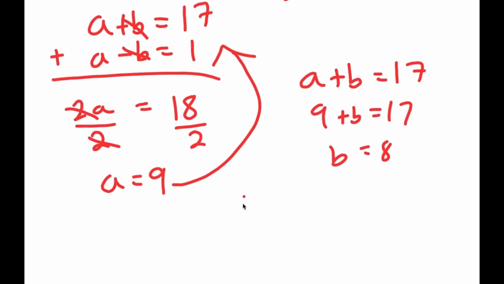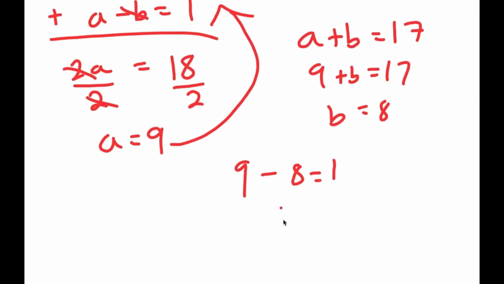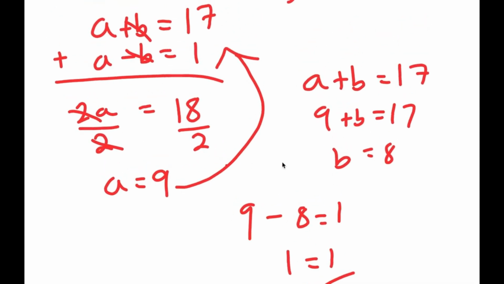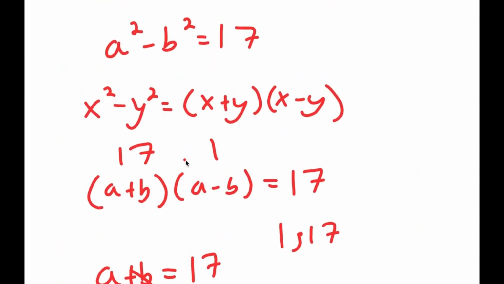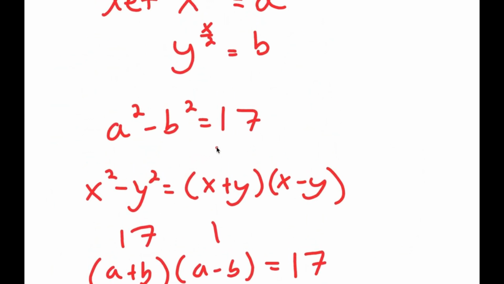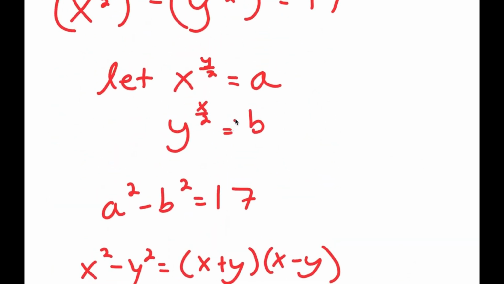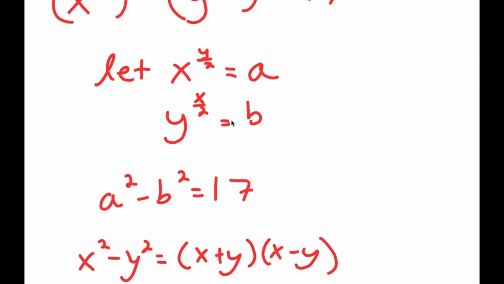And we can even check it over here. Let's plug both of these in. A is 9, minus b is 8, and 9 plus 8 does equal 17. So now that we know a is 9 and b equals 8, we can go back here and notice how we let x to the power of y over 2 equal a and y to the power of x over 2 equal b. Meaning, x to the power of y over 2 is equal to 9, and y to the power of x over 2 is equal to 8.